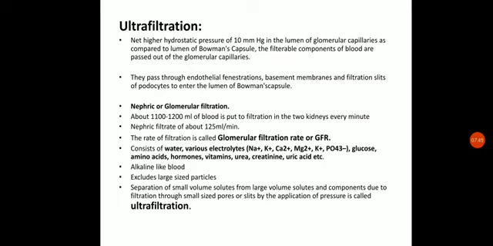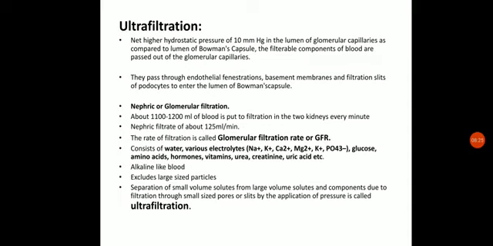Next is ultrafiltration. Now we have seen the filtration pressure which is required. Now let us see ultrafiltration. What is ultrafiltration? We have seen the net hydrostatic pressure required is 10 mm of Hg. Now the capillaries present in the glomerulus will have 10 mm of Hg more pressure than the lumen of the Bowman's capsule, okay. So we say that there is a net higher hydrostatic pressure of 10 mm of Hg in the lumen of glomerular capillaries as compared to the lumen of the Bowman's capsule.